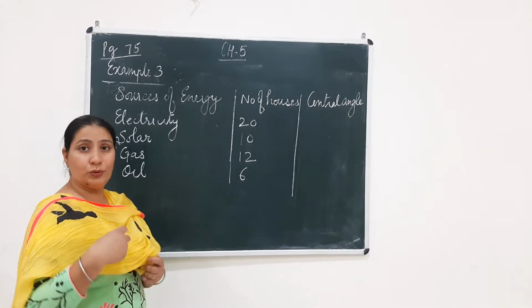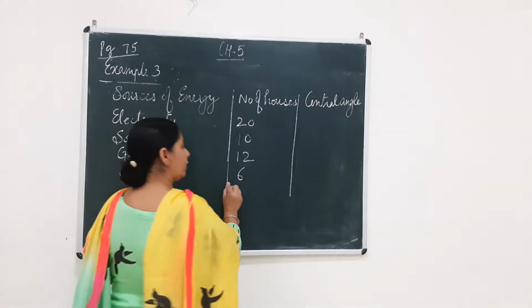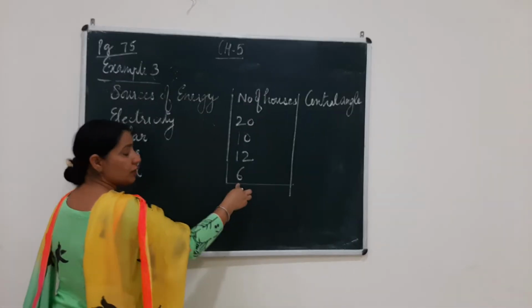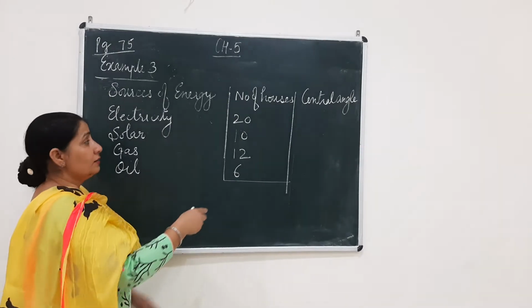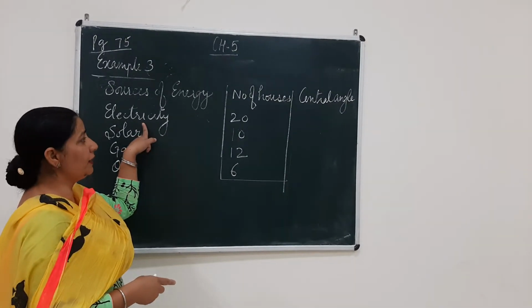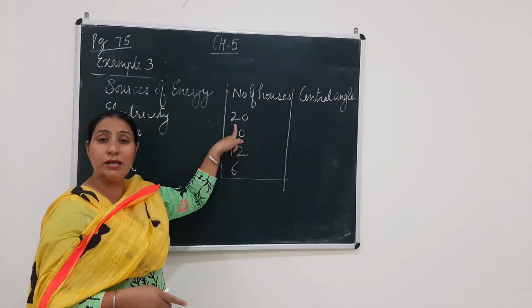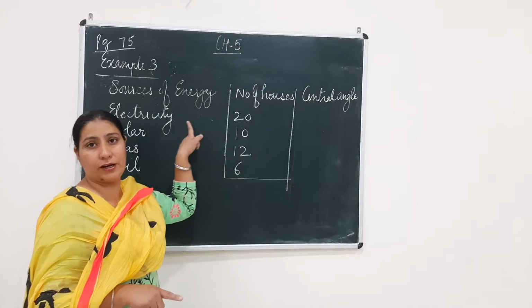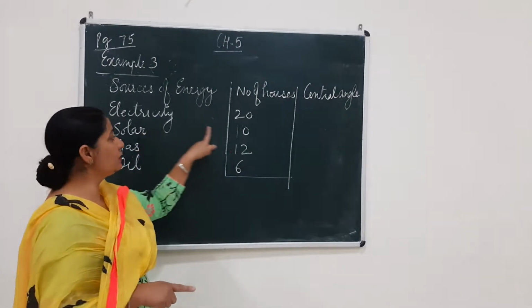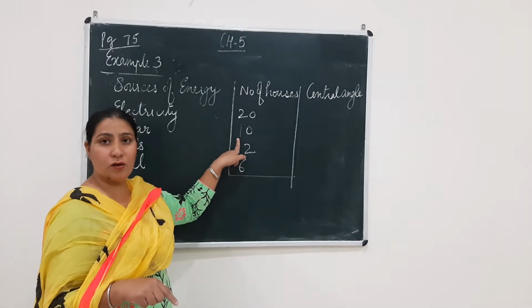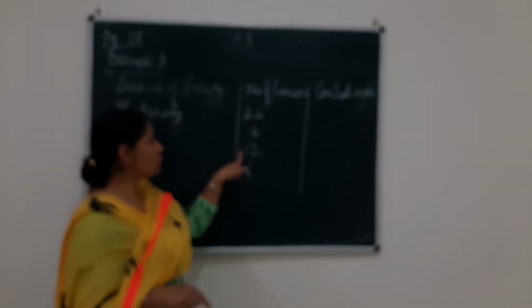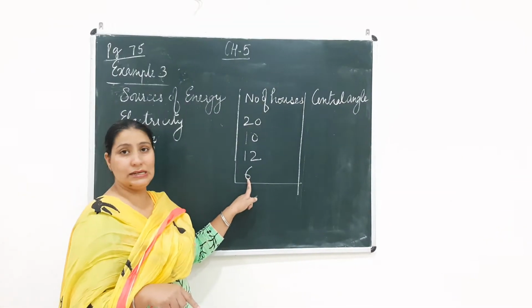First thing that you have to do here is find the total of this frequency. You know already that this is called the frequency. For example, electricity 20 houses. So 20 is the frequency of electricity. Similarly, solar is 10. 10 is the frequency of solar. Gas 12 and oil 6.